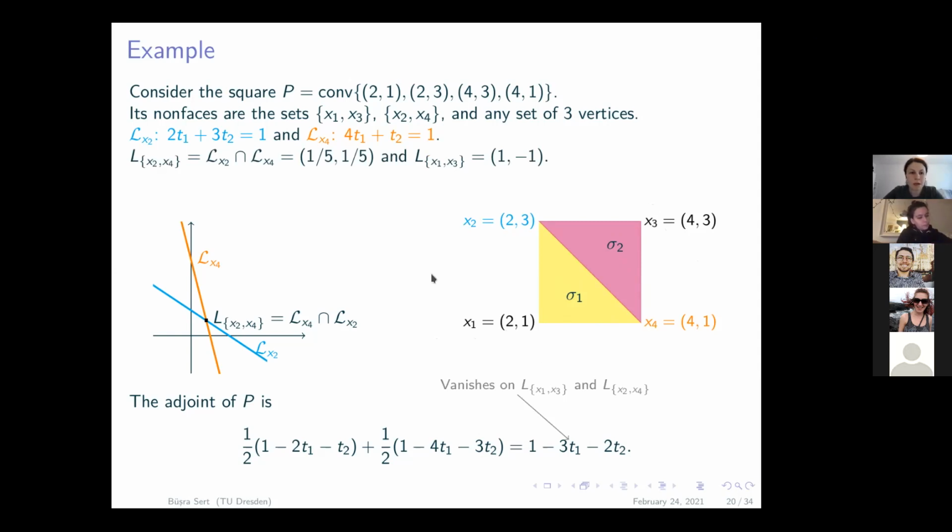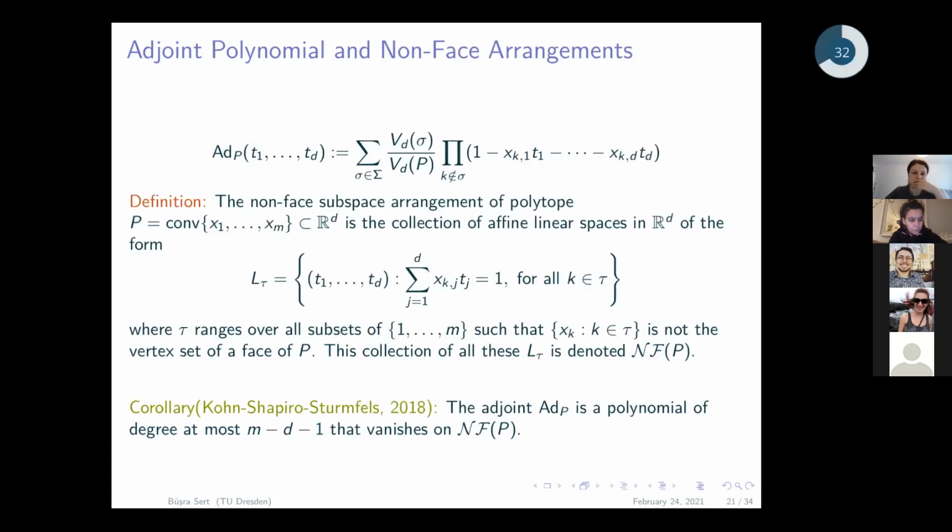Then we consider those non-face arrangements, those linear spaces coming from the intersection of linear forms for the non-faces. The adjoint actually vanishes on these points. For example, this adjoint polynomial vanishes on (1/5, 1/5), and it vanishes on (1, -1). Yes, Kohn, Shapiro, and Schoenfeld showed in 2018 that this adjoint polynomial has degree at most m minus d minus 1, and it vanishes on this collection of non-face arrangements.